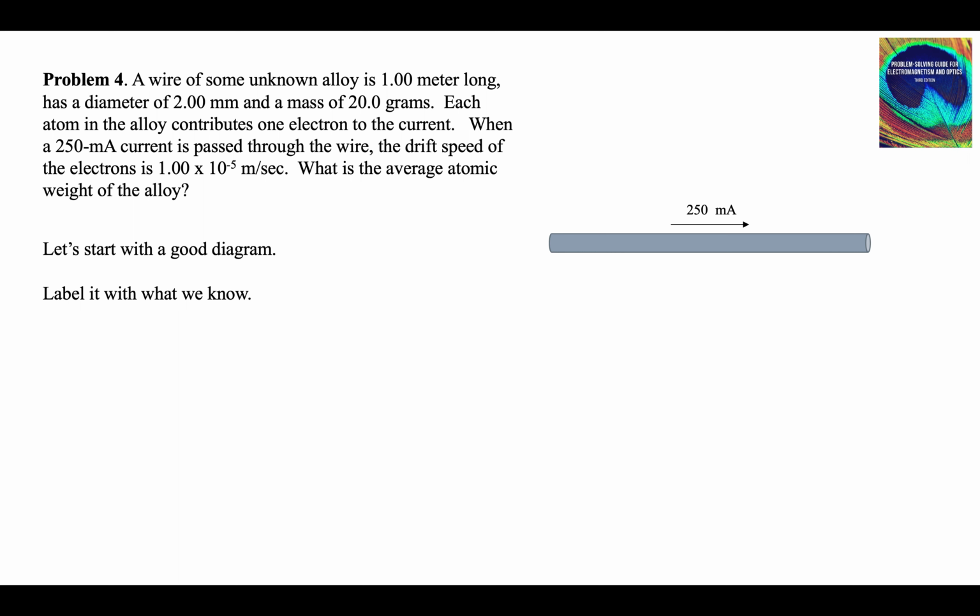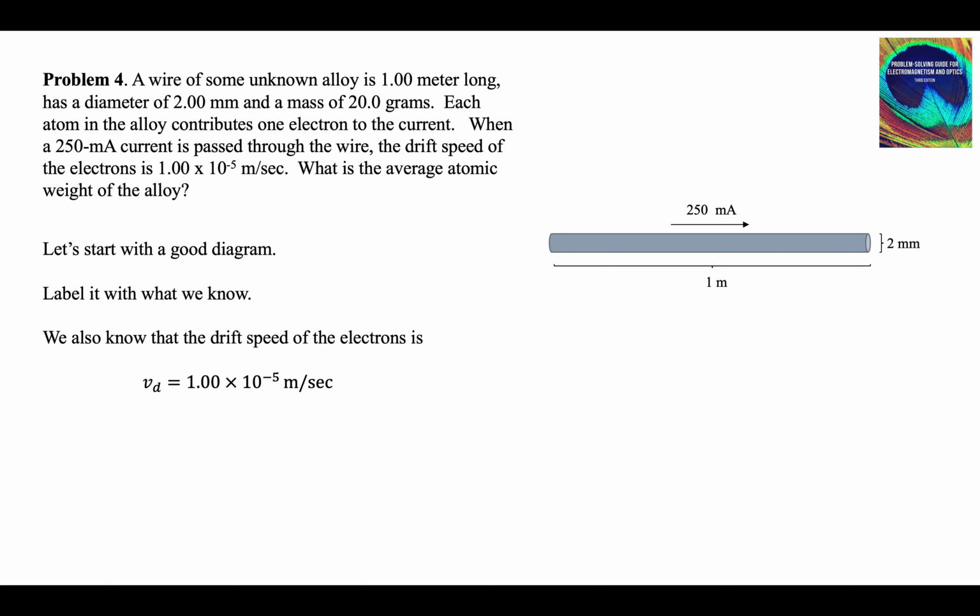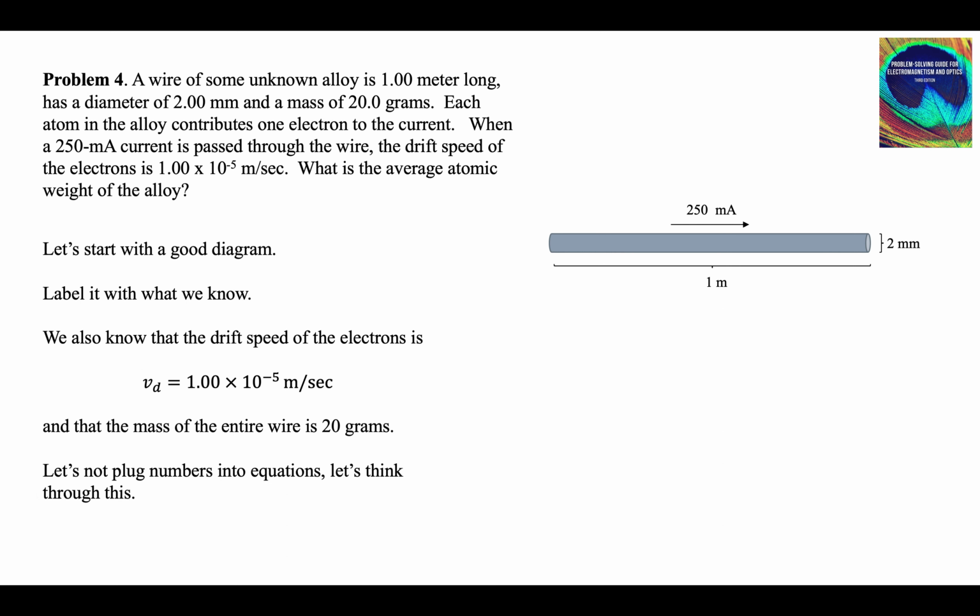We have 250 milliamps going through it. Diameter is 2 millimeters. Length is 1 meter. We also know that the drift speed is 1 times 10 to the minus 5th meters per second. And we know that the mass is 20 grams. So let's think through this.